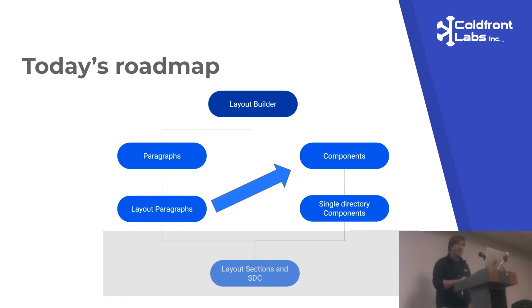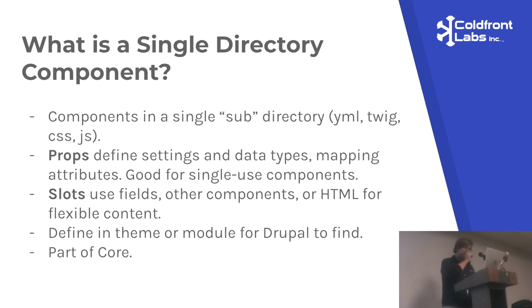Okay, I think we're actually a little bit fast, so I can probably slow down a little bit. Single directory components just refers to combining and collecting all of the information about a component, like what a heading is, or what a card is, or an accordion. All of the YAML that defines the structure, and all the Twig that gets rendered to the page is kept there, and then any optional styling or JavaScript is also included there.